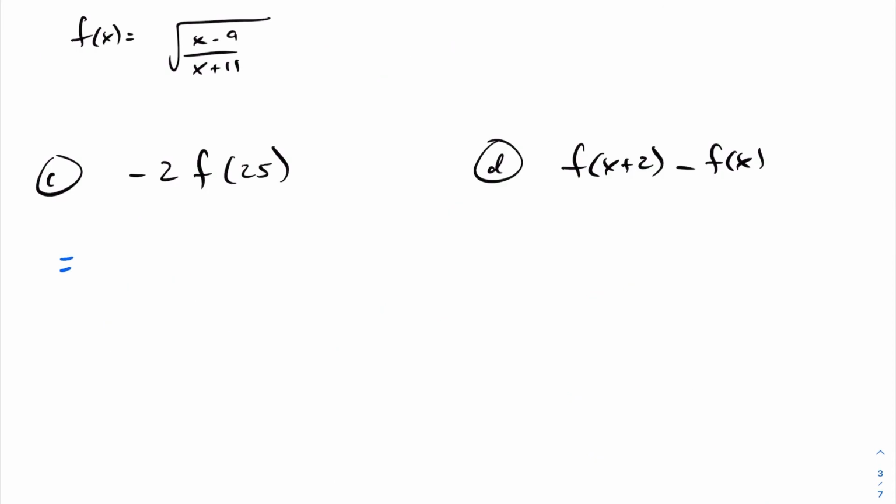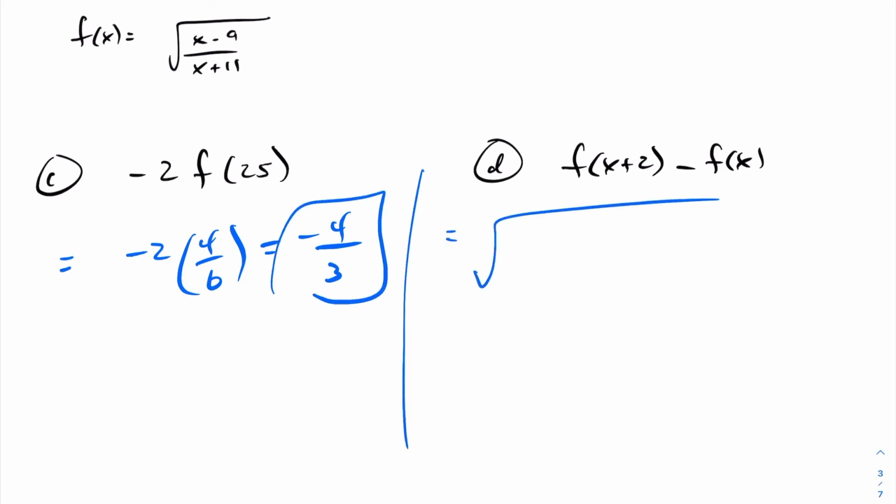Continuing on here. Now we've just evaluated f at 25. In the previous example, we found that f at 25 was equal to 4 over 6. So this just becomes negative 2 times 4 over 6, in which case you get negative 4 over 3.